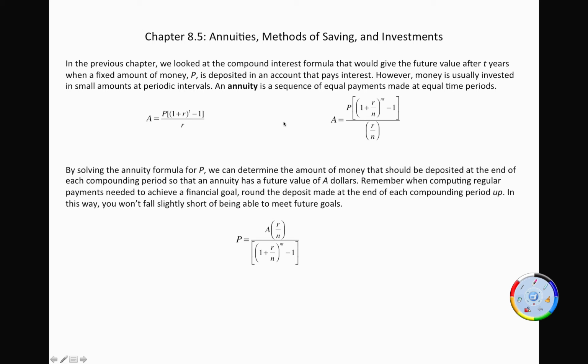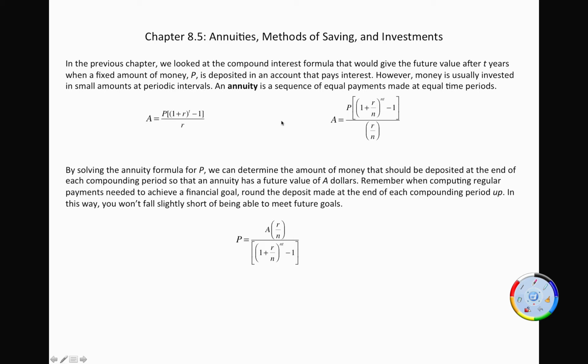Chapter 8.5, Annuities, Methods of Saving, and Investments. In the previous chapter, we looked at the compound interest formula that would give the future value after T years when a fixed amount of money P is deposited in an account that pays interest.